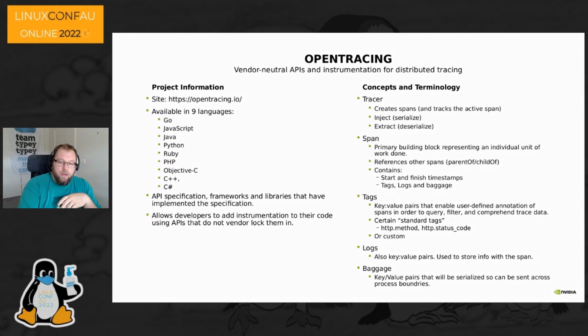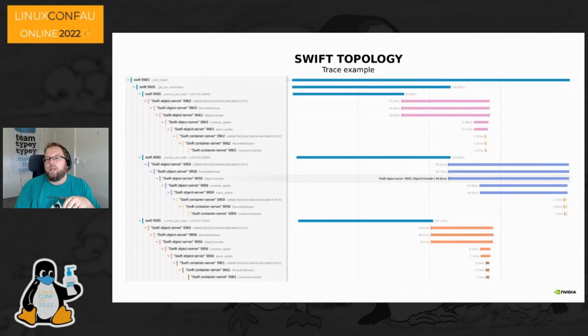A span, let's move back for a bit. So this is back a slide. So we can see that this is a span. Each of these lines represents one span.